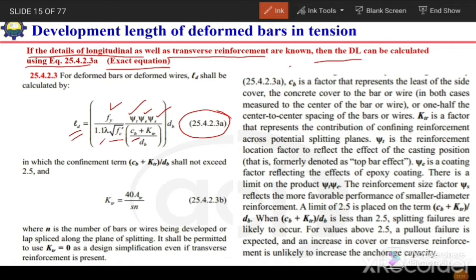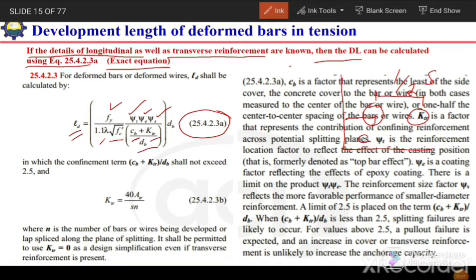This factor cb is actually the spacing between the bars or from the bar to the side cover, whichever is the smaller. For example, here we have one bar and another bar. So half of the center to center spacing between the bars, 1/2 of s, or the distance from the center of bar up to the face of the concrete. Instead of clear cover, it is cover up to the center of the bar. So the smaller of these two values will be cb. db is the diameter of bar.